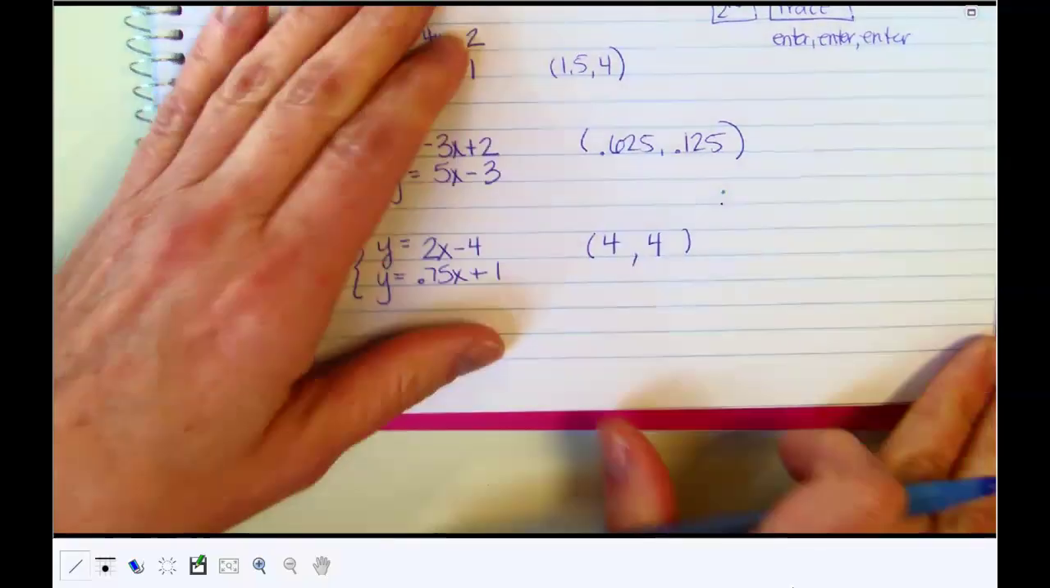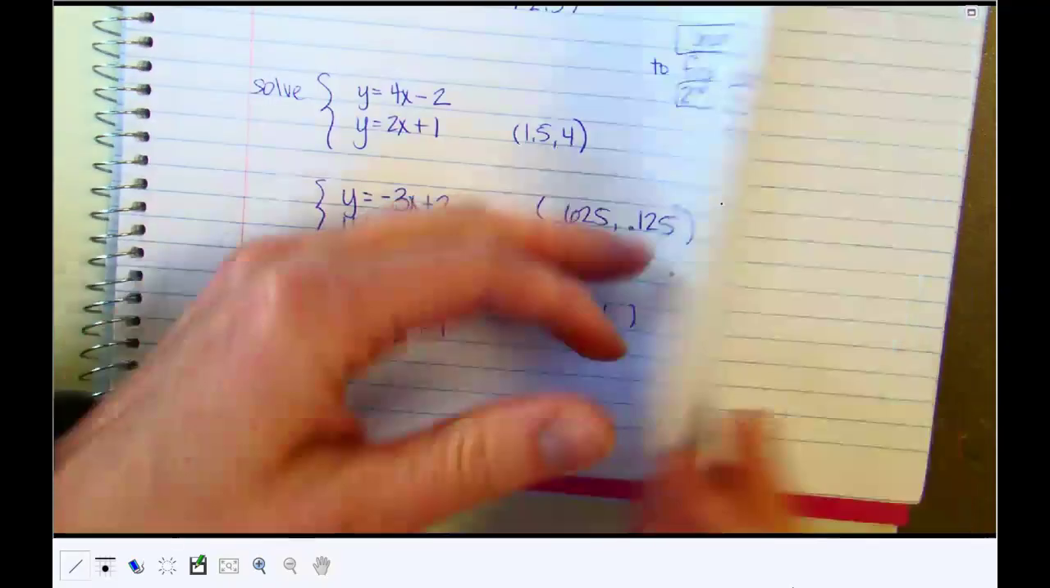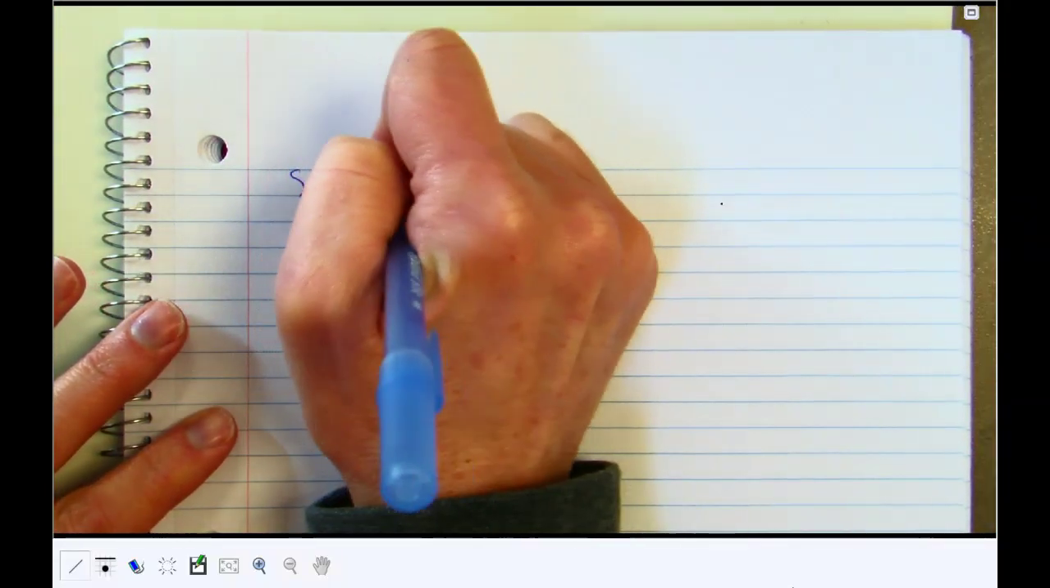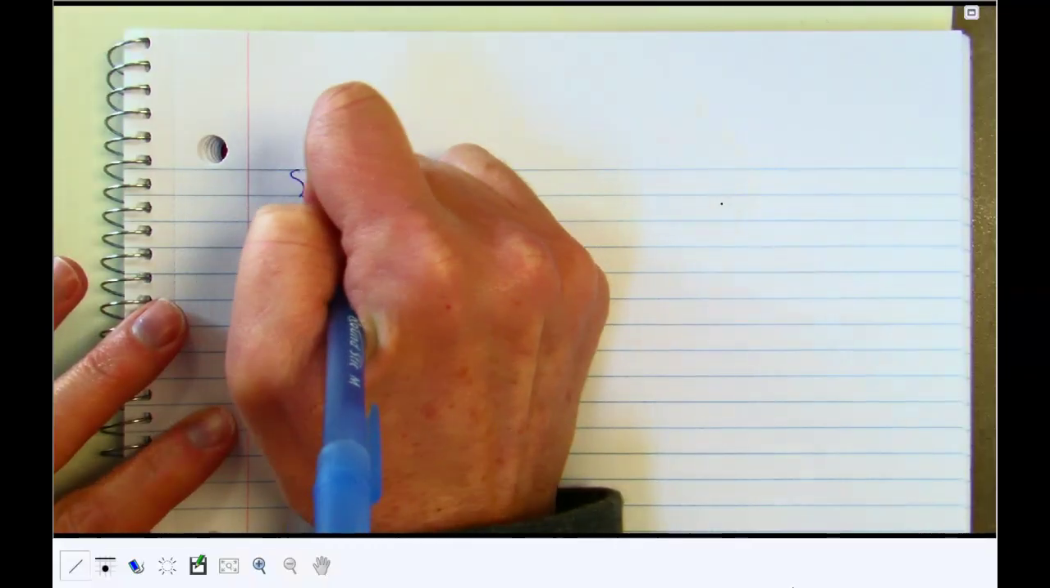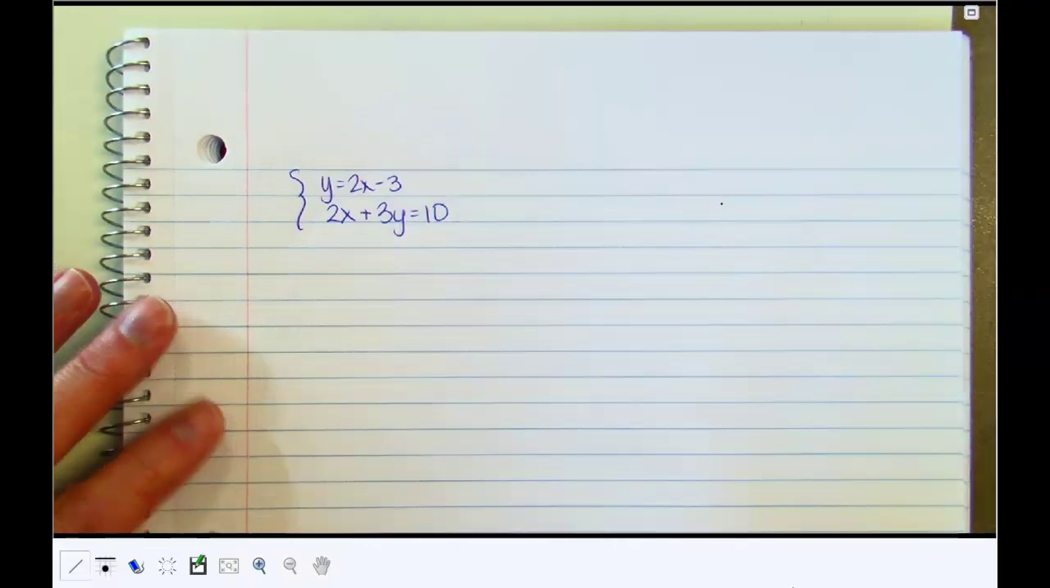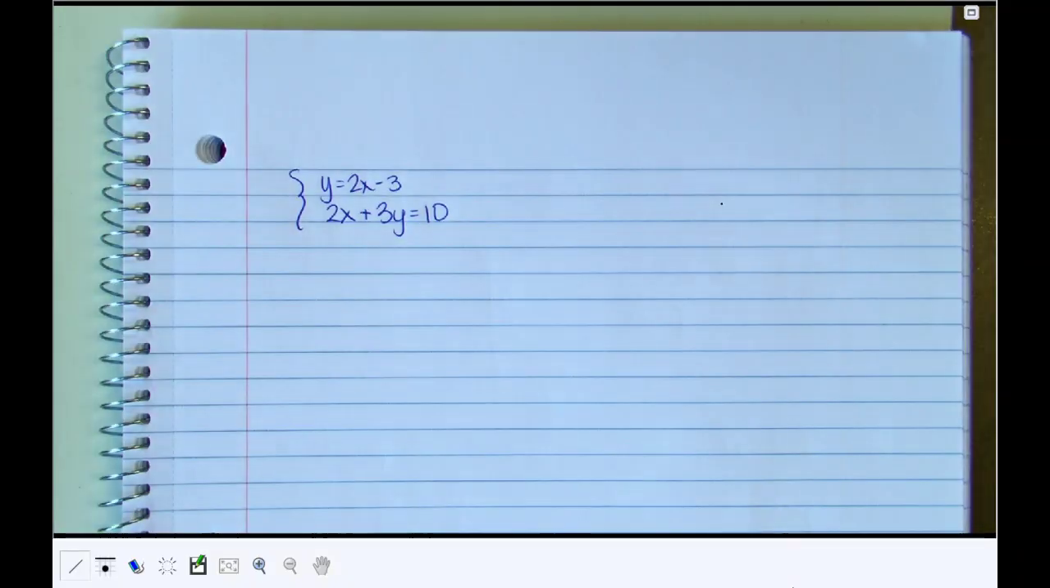Now, let's talk about this. I need you to listen because we're changing the rules just a little bit. Let's say we have the equations y equals 2x minus 3 and 2x plus 3y is equal to 10. Okay, so we have a problem. Liam, pick your head up. What is the problem? The y needs to be by itself.